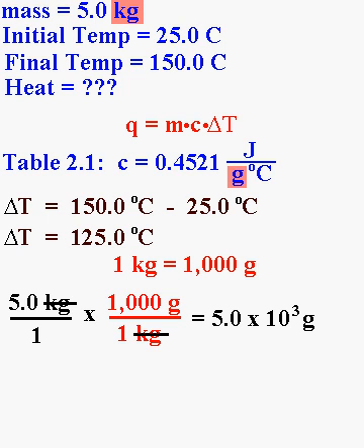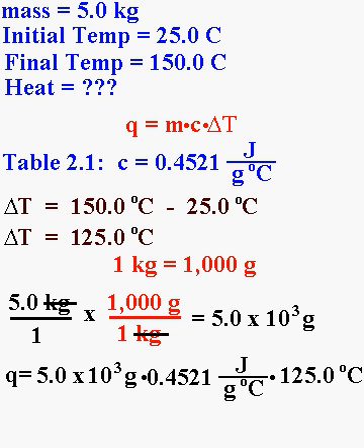Now we're finally ready to use our equation. We have all the units taken care of, and we have everything we need for the equation. So we put in the mass, 5.0 times 10 to the 3 grams, multiply by specific heat, 0.4521 joules per gram degree Celsius, and multiply by delta T, 125.0 degrees Celsius. When we do that, the unit of grams cancels, and the unit of degrees Celsius cancels, leaving only joules. That's good because we're solving for heat. When we multiply the numbers together, we get 280,000 joules.